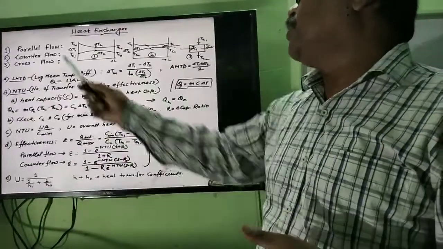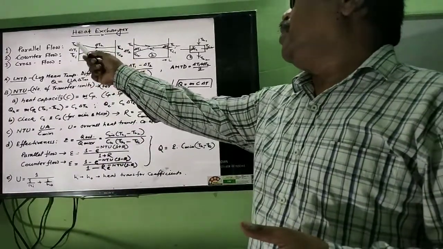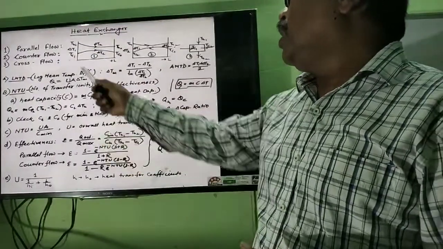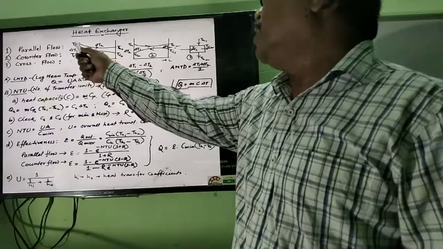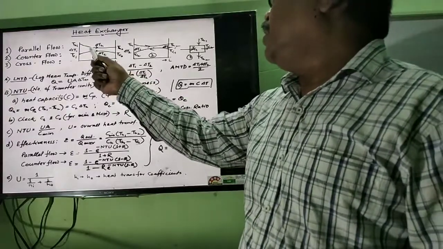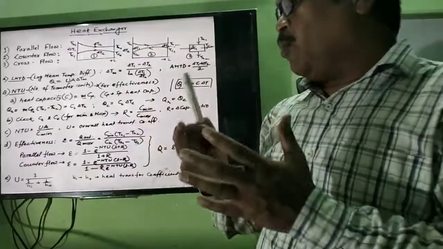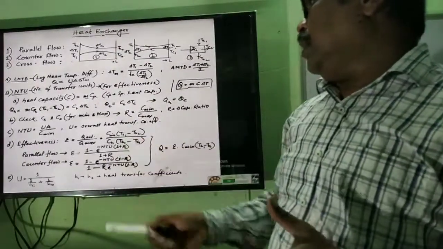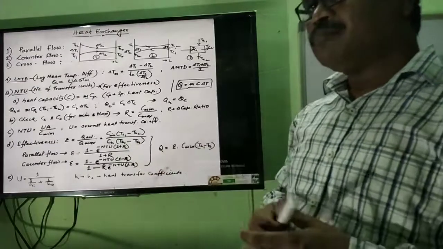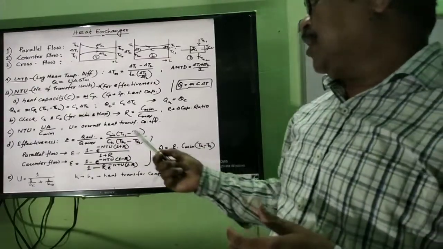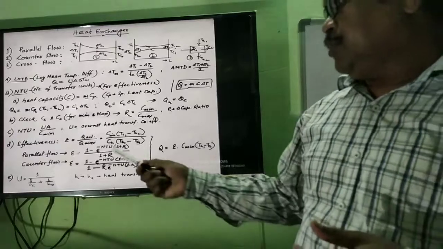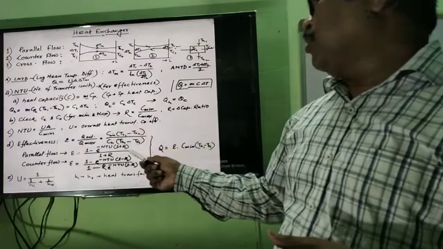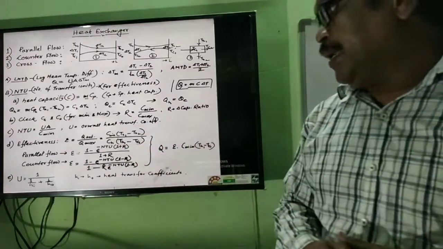It is the ratio of actual heat transfer, from in to out, how much heat is transferred, that is the actual, and the total amount, that is hot in and cold in. What is the amount of heat transfer? That is the total. If you make the ratio, you will get the effectiveness of the heat exchanger. Like this, for parallel flow and counter flow, from NTU you can calculate the heat exchanger effectiveness.